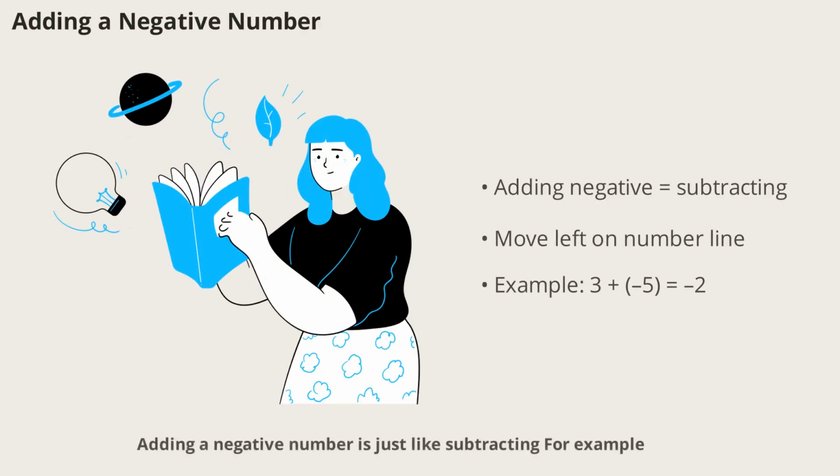Adding a negative number is just like subtracting. For example, 3 plus -5 equals -2. You start at 3 on the number line and move 5 spaces to the left, landing at -2. This rule helps you quickly solve problems involving negative numbers. Remember, adding a negative is the same as subtracting that number.